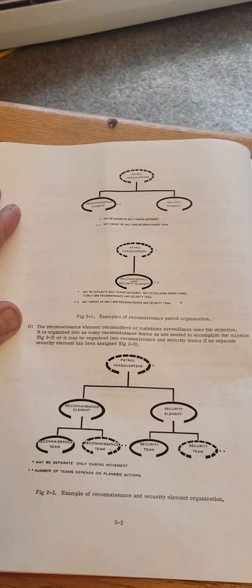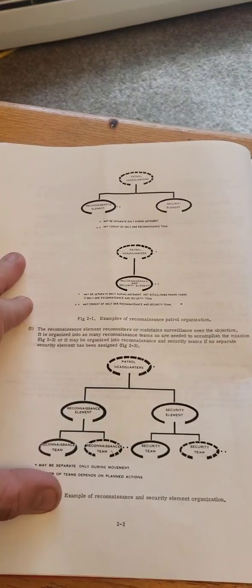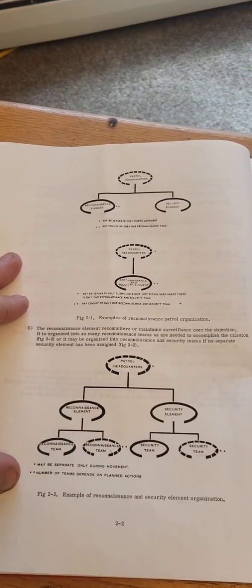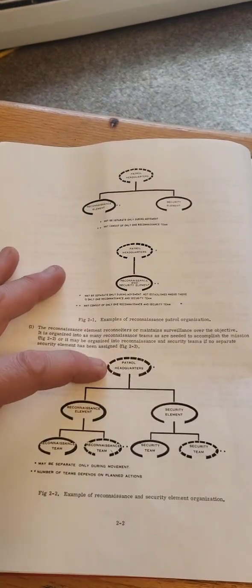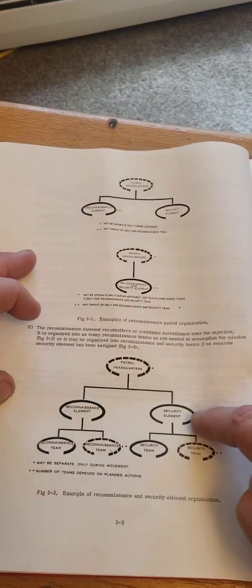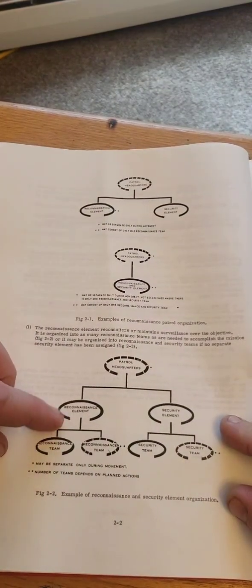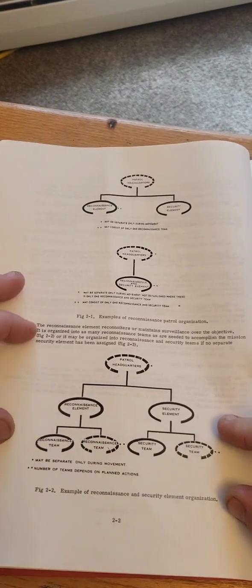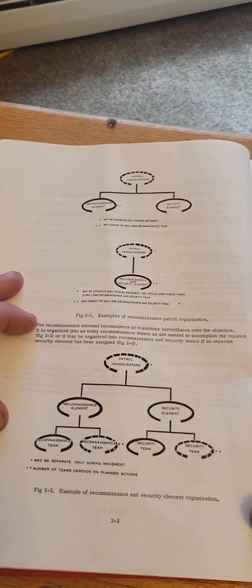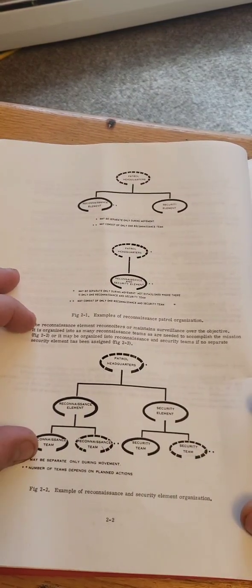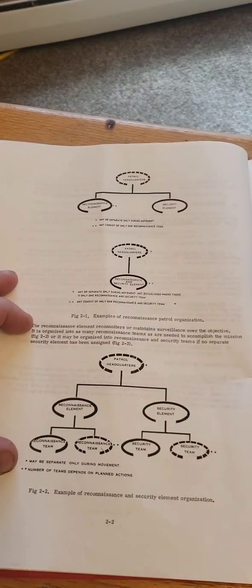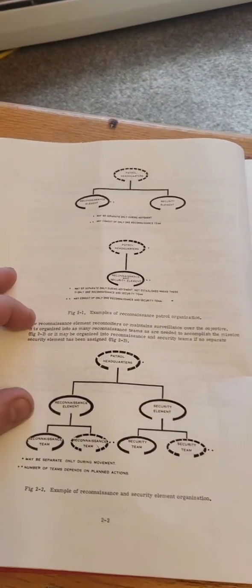Figure 2-3 over on the next page. Examples of reconnaissance and security element organization. Got patrol headquarters, reconnaissance element, security element. Reconnaissance element is broken into reconnaissance team, security element broken into 2 security teams. May be separate only during movement. Number of teams depends on planned action. That's figure 2-2.